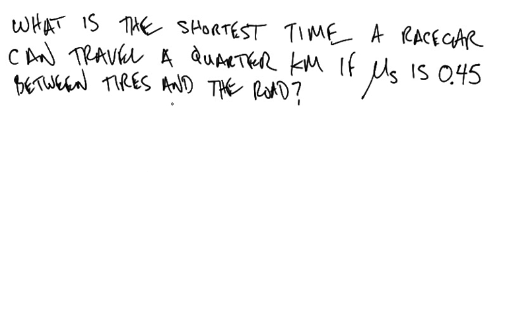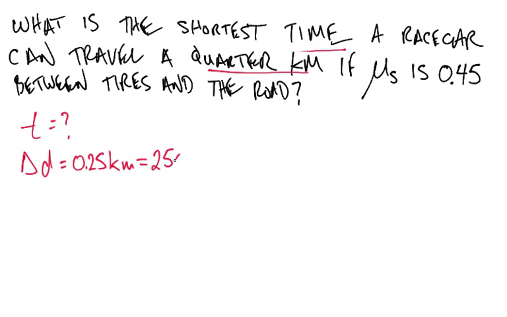Well, let's write down what we're given. What is the shortest time? That's what we're looking for. So we'll say time equals question mark. And a race car can travel a quarter kilometer. A quarter kilometer is, in fact, delta D. And that's 0.25 km, which happens to be 250 meters.